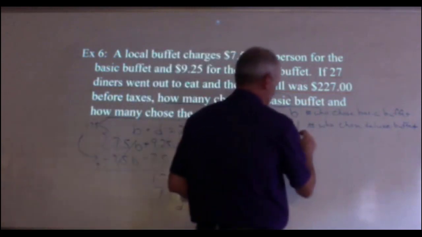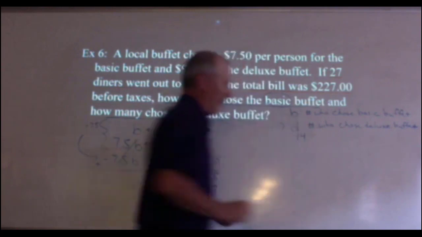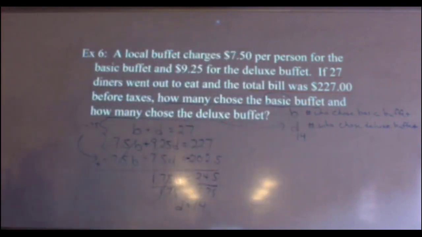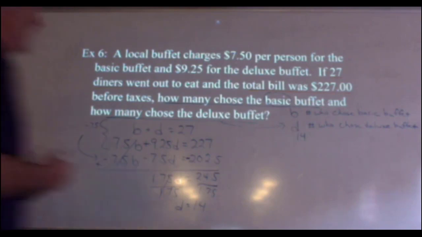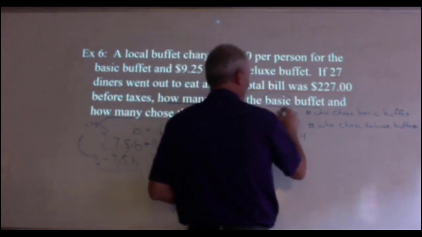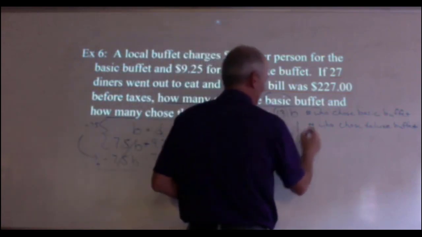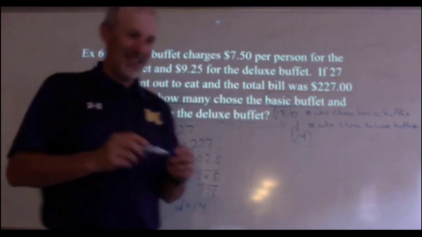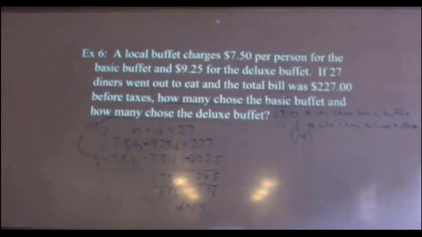So 14 people went to the buffet and chose the deluxe buffet. Now, probably without even doing a whole lot of math, how many people must have chosen the basic buffet? 13, right? Because we know the total is 27. And we're all discombobulated today. Okay, so 13 people chose the basic, 14 people chose the deluxe, and there we go.